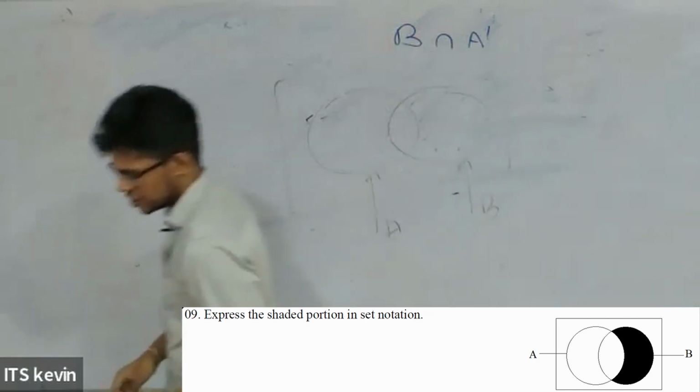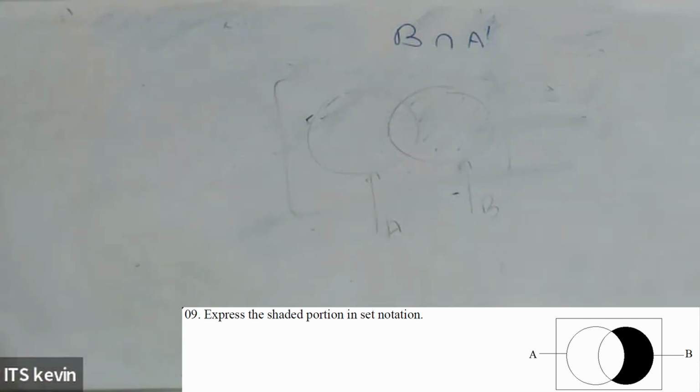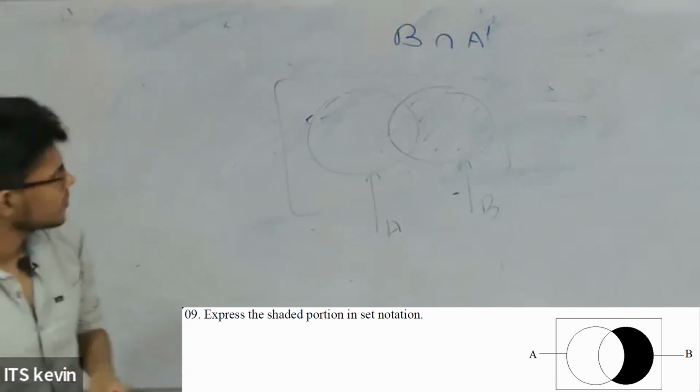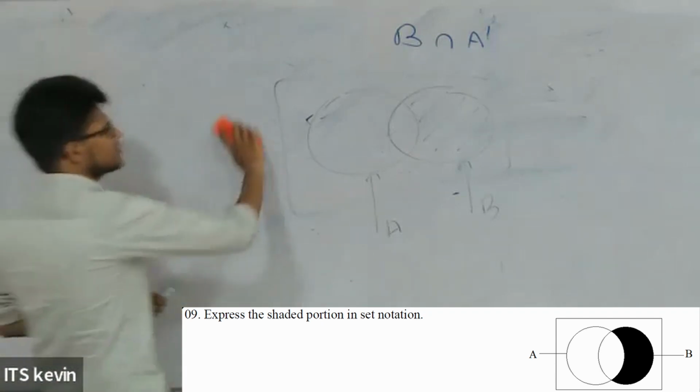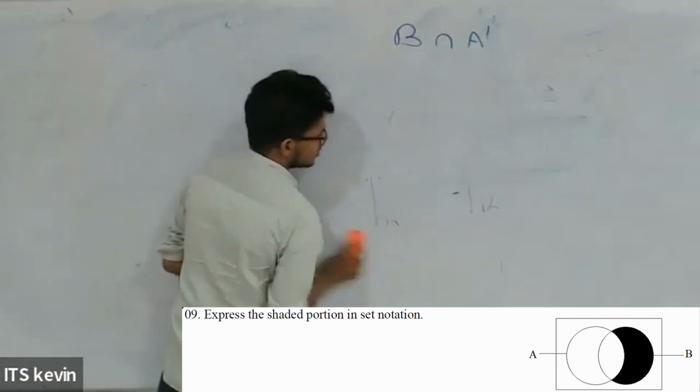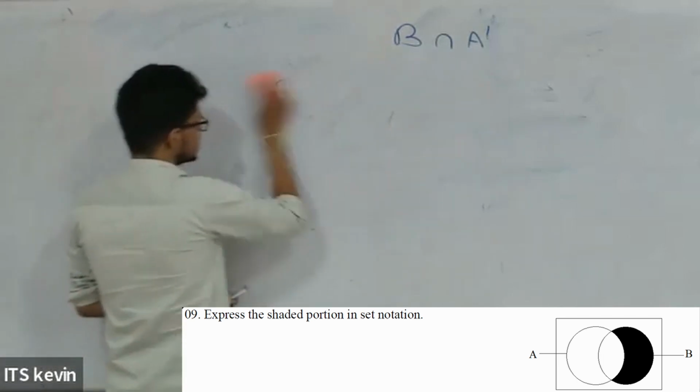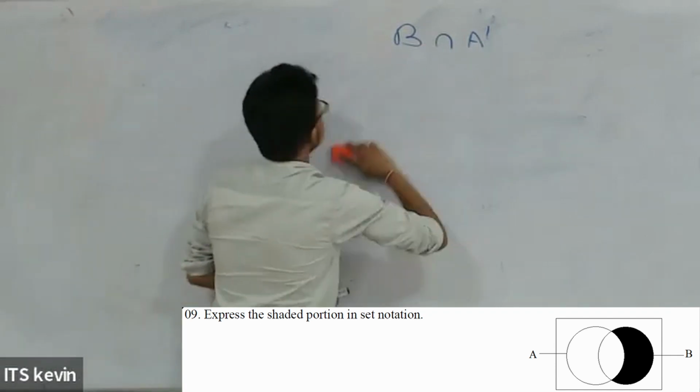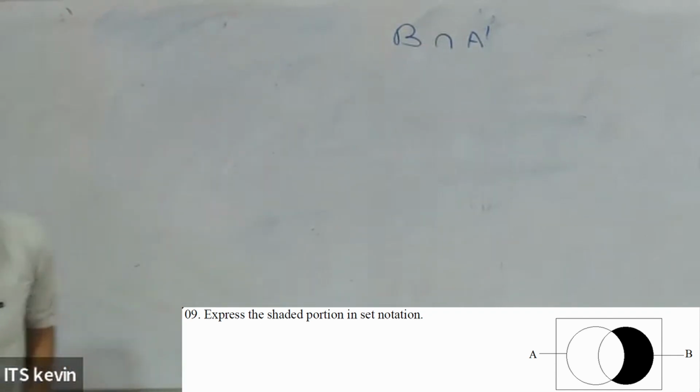Or A dash intersection B. Both ways are correct. Yes. Simple. B intersection A dash. 2 marks if you just write it. If you know this thing, it will take not even 5 seconds for that question.